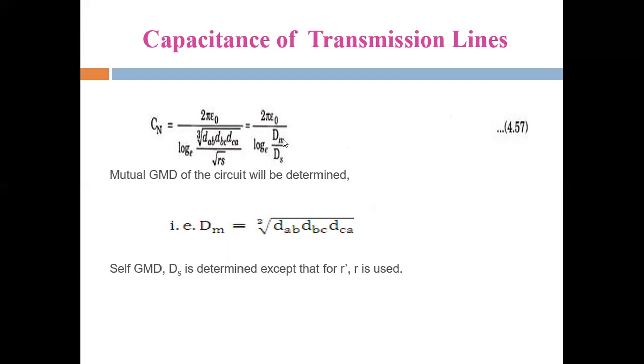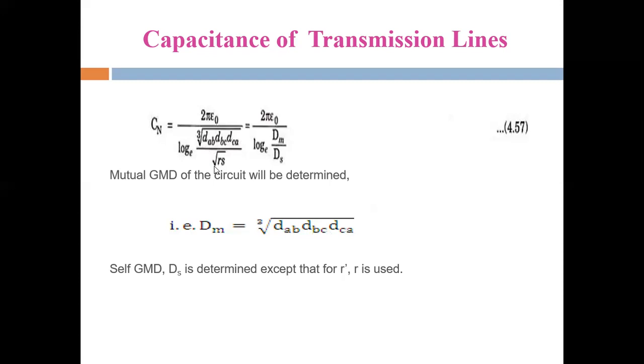Here Ds is the self GMD and Dm is the mutual GMD, the geometrical mean distance. Therefore the mutual GMD of the circuit is determined as Dm equal to the cube root of DAB, DBC, DCA.